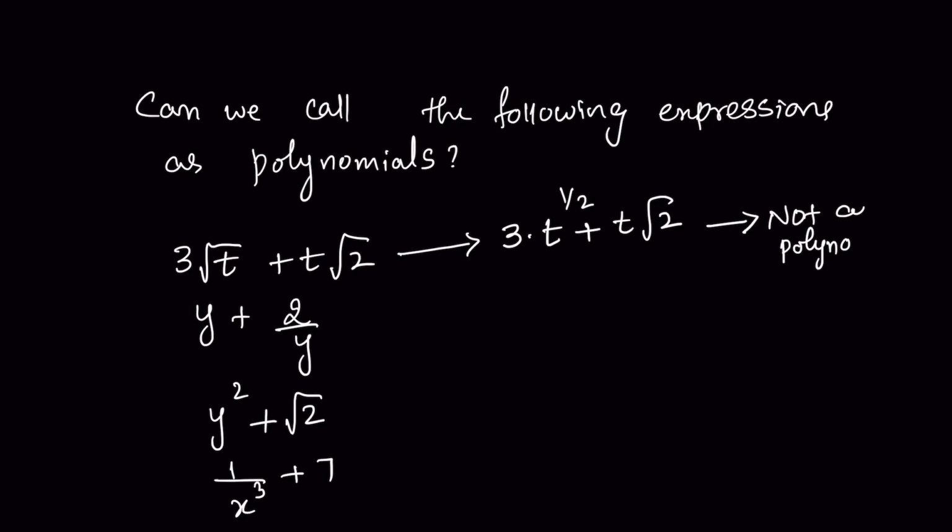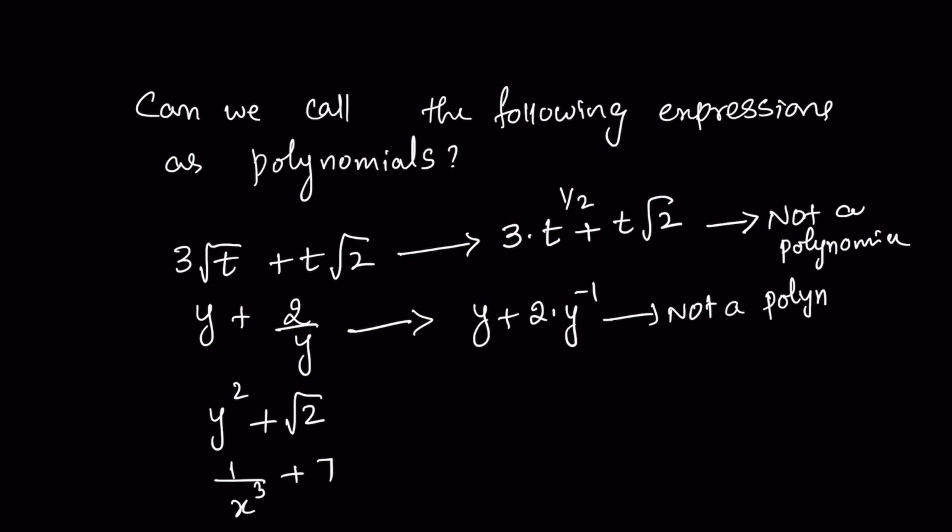Next expression is y plus 2 by y. You can write this one as y plus 2 into y to the power of minus 1. Here power is minus 1, so not a polynomial. It should be a non-negative integer.